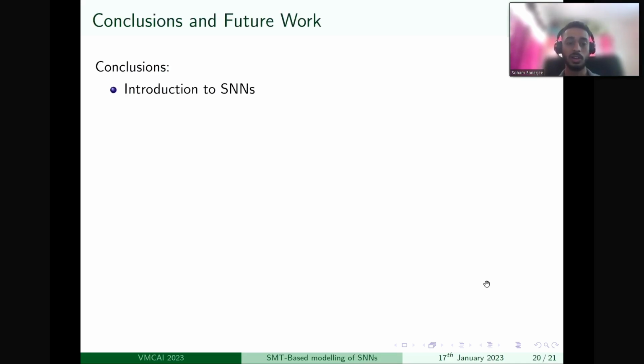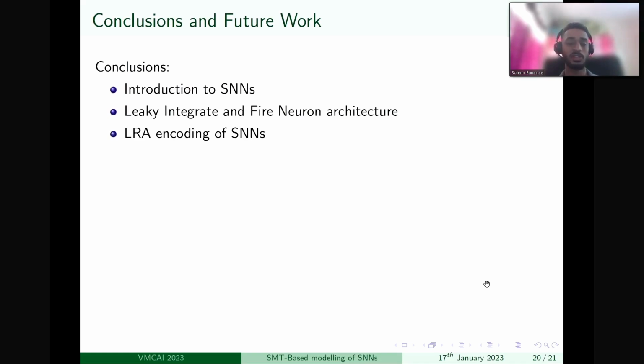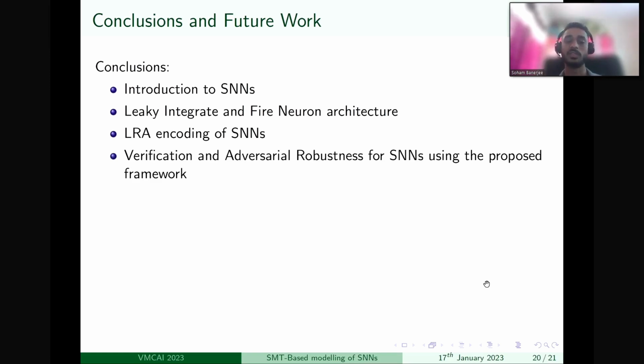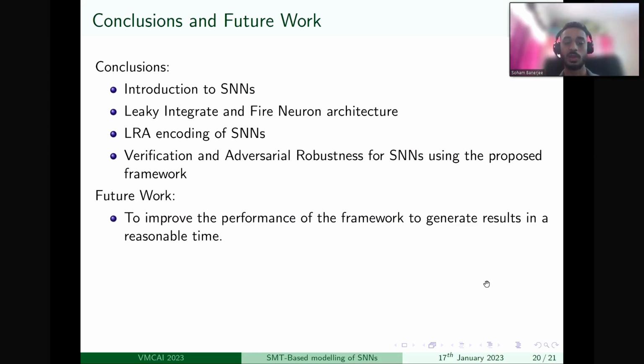So to conclude, we have seen the introduction to spiking neural networks. We have seen the leaky integrate and fire neuron architecture. We have seen LRA encodings of SNNs. Then we have seen verification and adversarial robustness of SNNs using the proposed frameworks. For our future work, we want to develop the framework further so that it can generate results in reasonable time and can have better scalability than the current framework.